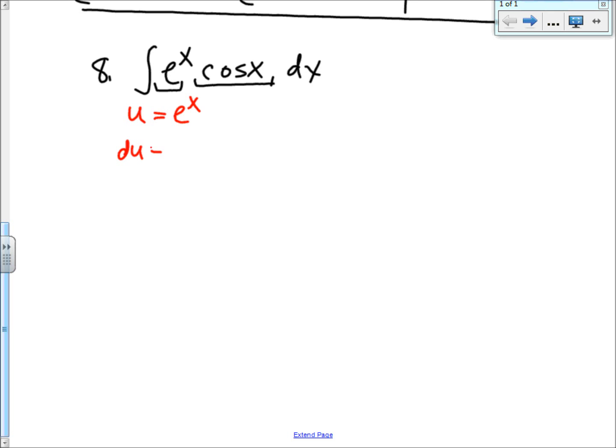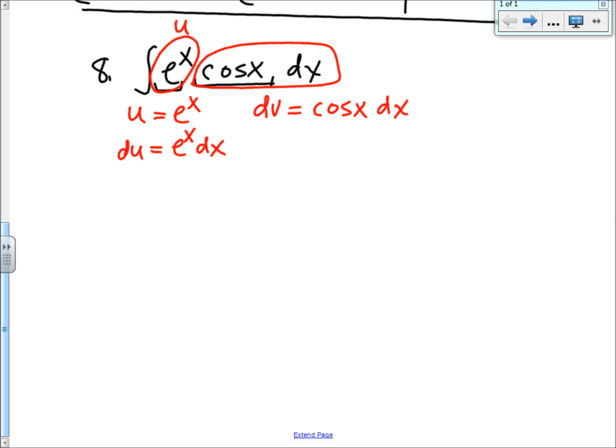And so what's du? That'll just be e to the x dx. That's an easy one. So this is u, and then this whole piece here is going to be my dv. And so now we've got to integrate that. If you integrate dv, you get v. If I integrate cosine of x, what do we get? Sine x. I thought I started with negative sine. So the derivative would be negative sine, and the integral is the flip of that. So that would be sine of x.